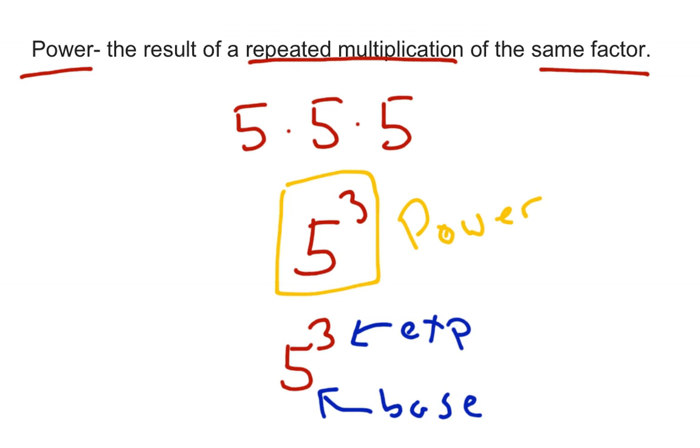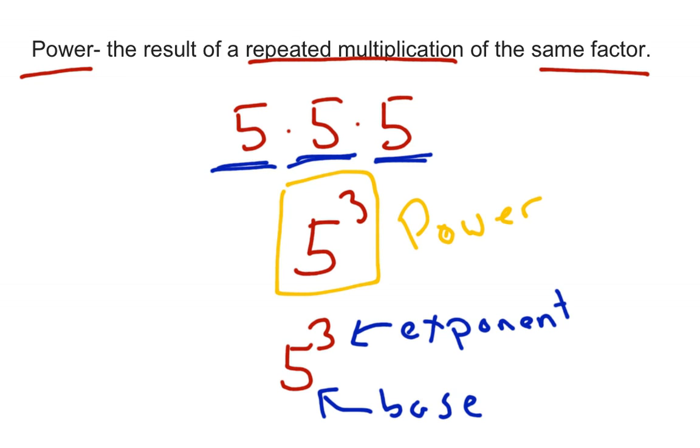Okay, so a power is made up of a base and an exponent, where the base, the 5, is the number that's being multiplied by itself. That's the number that keeps repeating. The exponent, which is a 3, tells you how many numbers there are. Because there are 1, 2, 3 numbers being multiplied together, that's why our exponent's a 3.